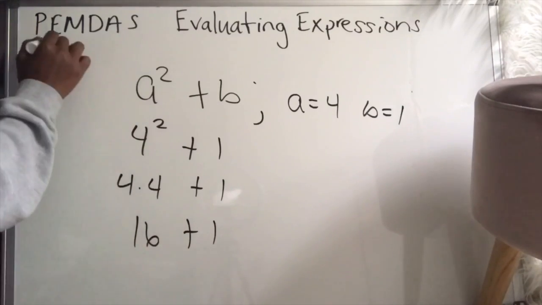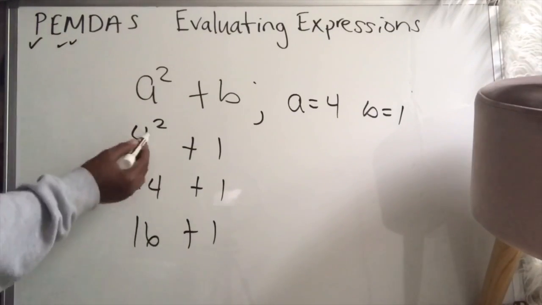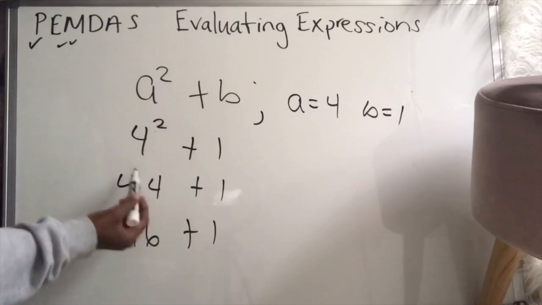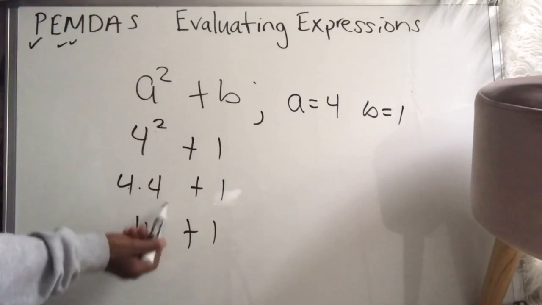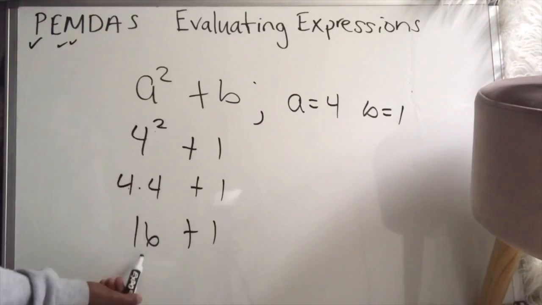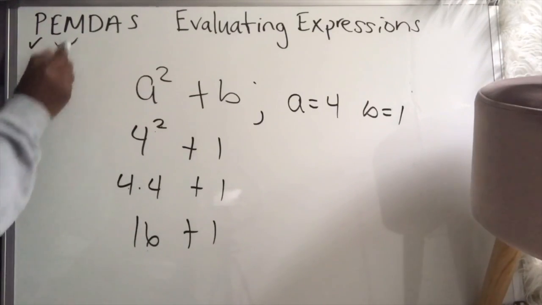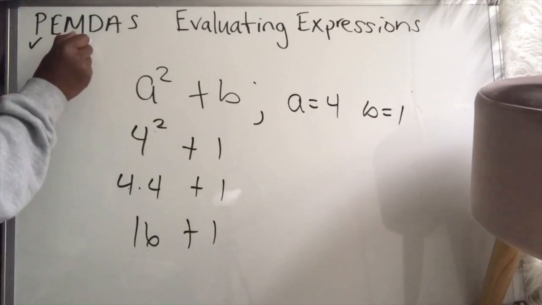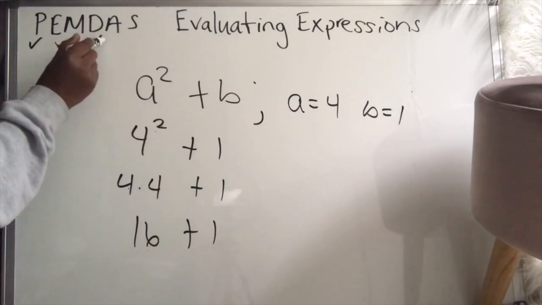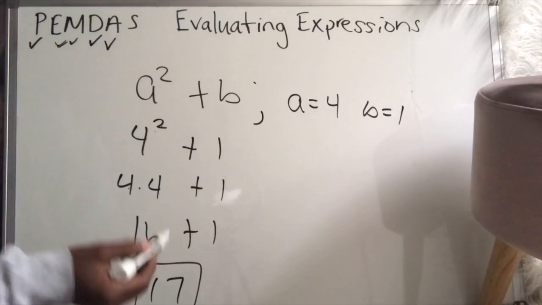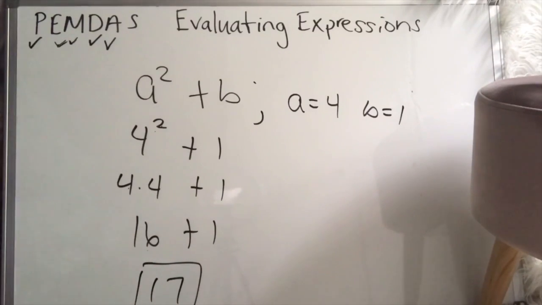Now do we have any multiplication? Kind of, sort of, because we know that 4 squared is just 4 times 4. So you could break it down if you didn't know that, or you already know that 4 squared is 16, so you could have skipped right ahead. But I did my exponents and my multiplication. Division, no, we don't have any. Addition, yes, 16 plus 1 is 17. And now we know how to evaluate expressions.